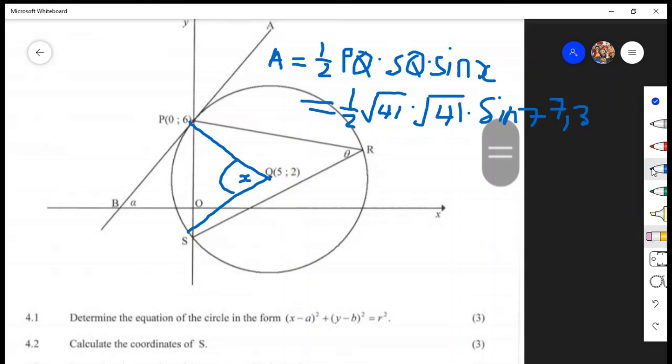77.32. So therefore our area is equal to half times the root of 41 times the root of 41 times sine of 77.32, and that gives us still 20 units squared. So does everyone understand both ways of calculating the area of this triangle?